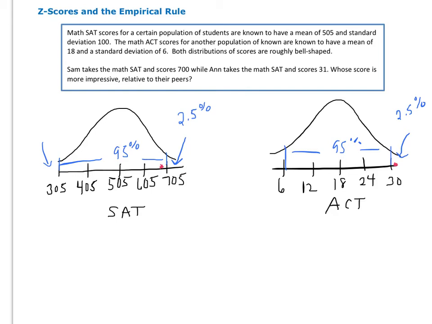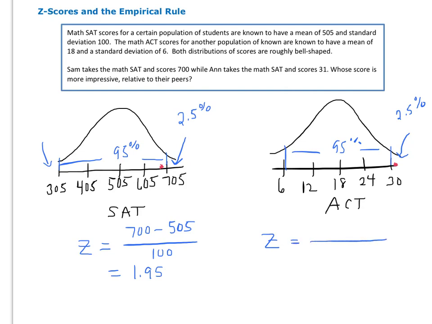So one last question is, well, what happens if we want to figure out how many standard deviations Sam scored from the mean and the same for Anne? We can use a z-score to do that for us. It's easy to compute. Just take the score for Sam and subtract off the mean SAT scores, 505, and then divide by the standard deviation. If you do that, you get 1.95. You can see just slightly under 2.